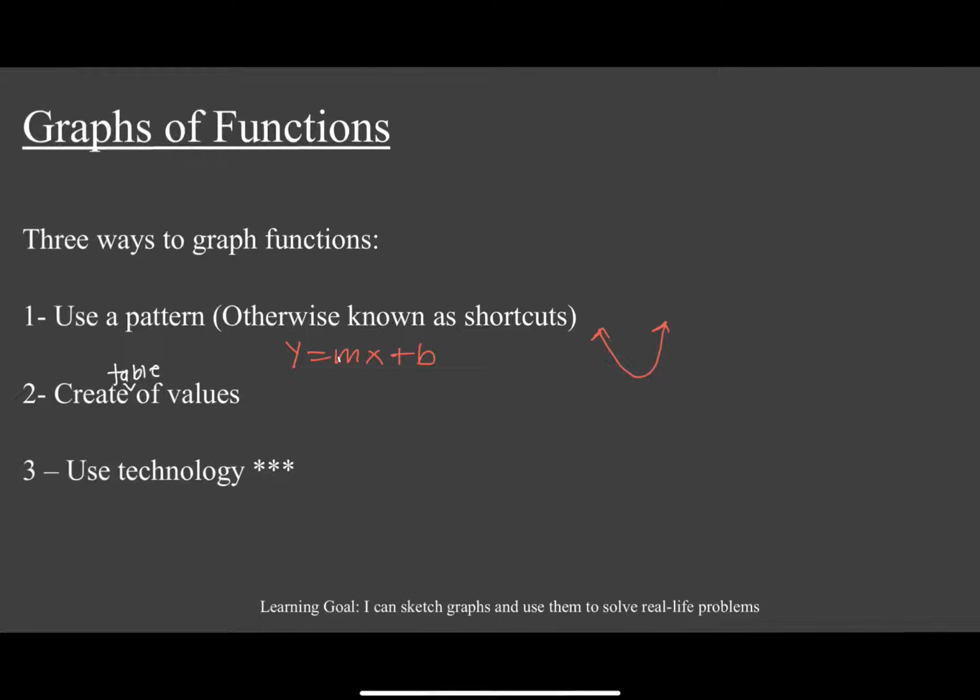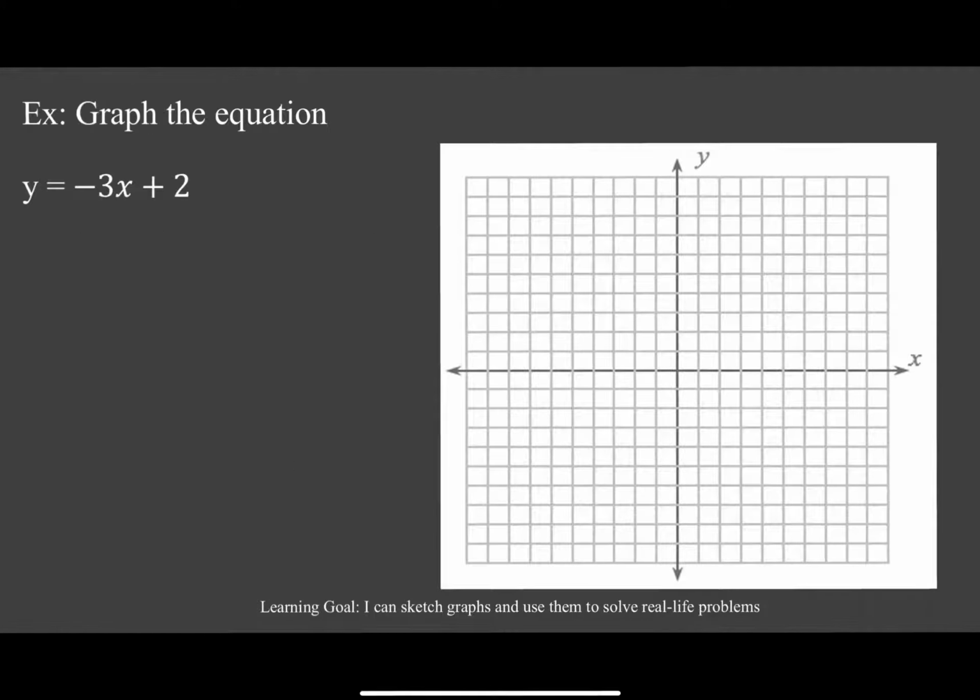And then the last alternative is use of technology. However, I will ask you guys to make some graphs without the use of technology. So the first example we're going to look at is the equation y is equal to negative 3x plus 2. For this one, I'm going to go ahead and use one of those patterns that we were talking about. And specifically, I'm going to be using y is equal to mx plus b to help me graph this equation.